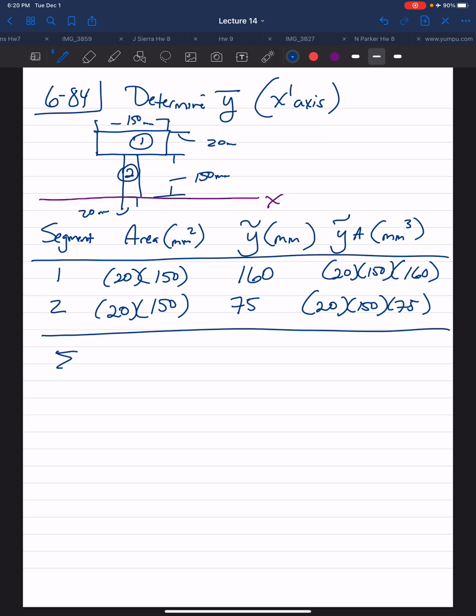So then the sum of our areas, 20 times 150 plus 20 times 150, is 6 times 10 to the 3 millimeters squared. Sum of our y wavy bar A comes out to be 20 times 150 times 160, and you got 20 times.